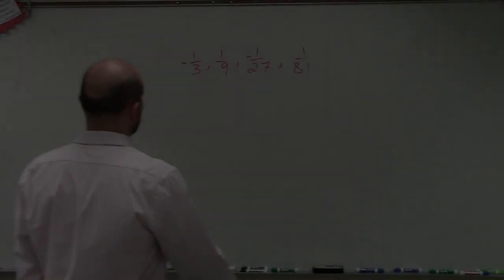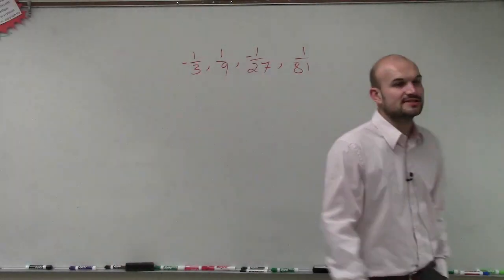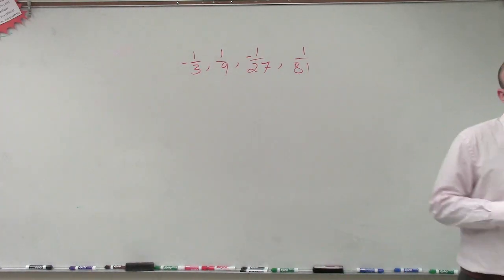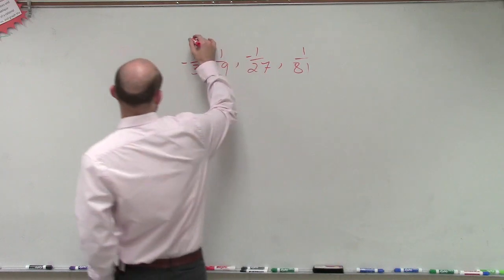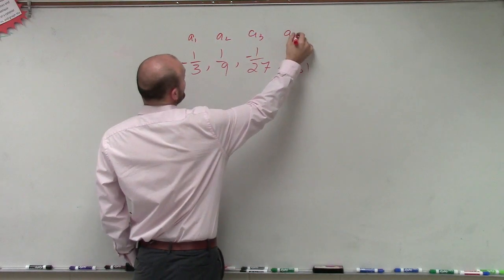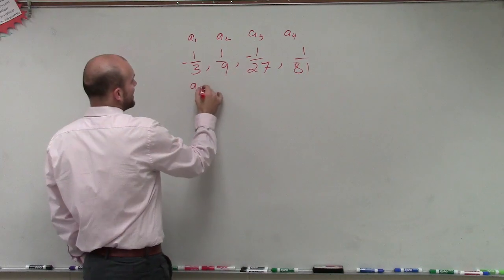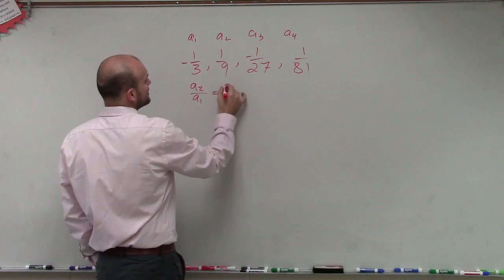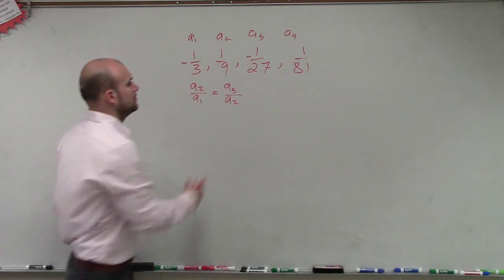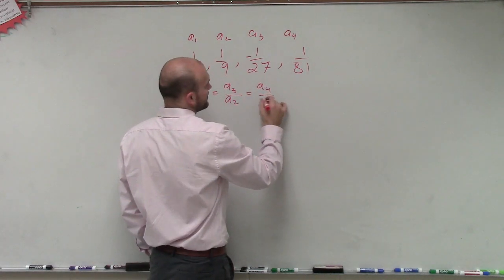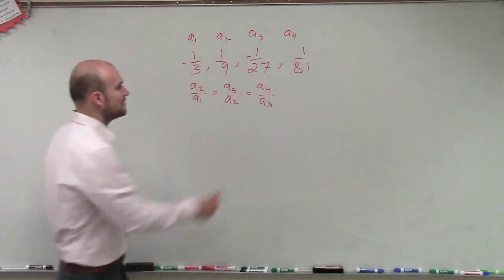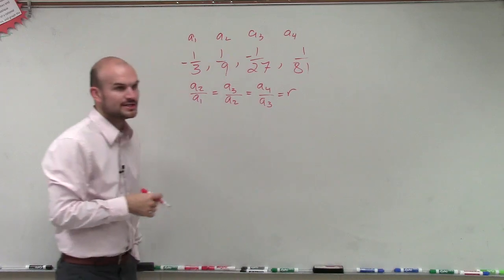So, ladies and gentlemen, what we're asking in this problem is to determine if this is a geometric sequence or not. Okay? So, again, we talked about geometric sequences: if we have a1, a2, a3, a4, a geometric sequence is defined by a2 divided by a1 is equal to a3 divided by a2, right? Which is equal to a4 divided by a3. Yes? OK. And those all equal our ratio.